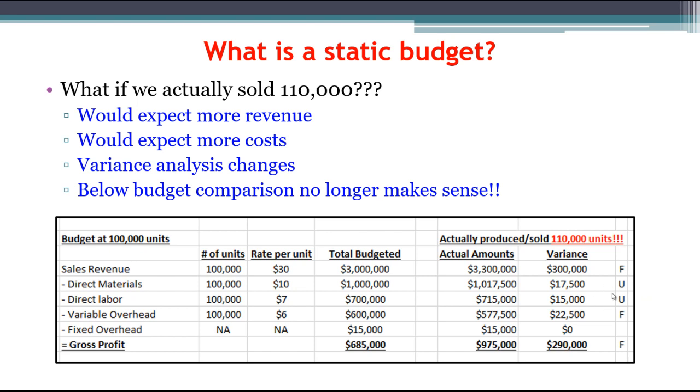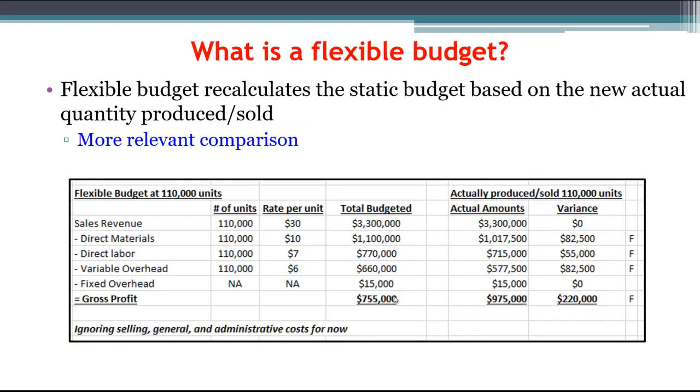But same with the materials and labor. If you got with the production manager and said, hey, what's the deal with the cost? Your cost is way out of line. The response from that production manager would say, of course it's higher than expected. We sold more units. They all take more materials and labor. So that's the problem with this faulty comparison using a static budget at the exact same level.